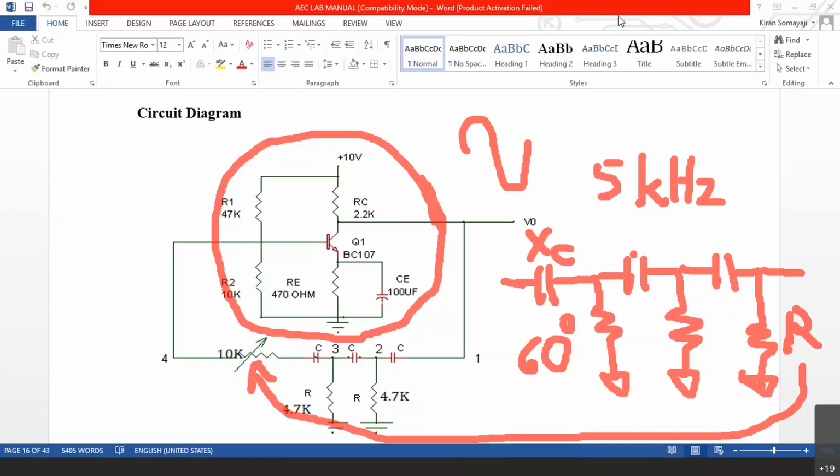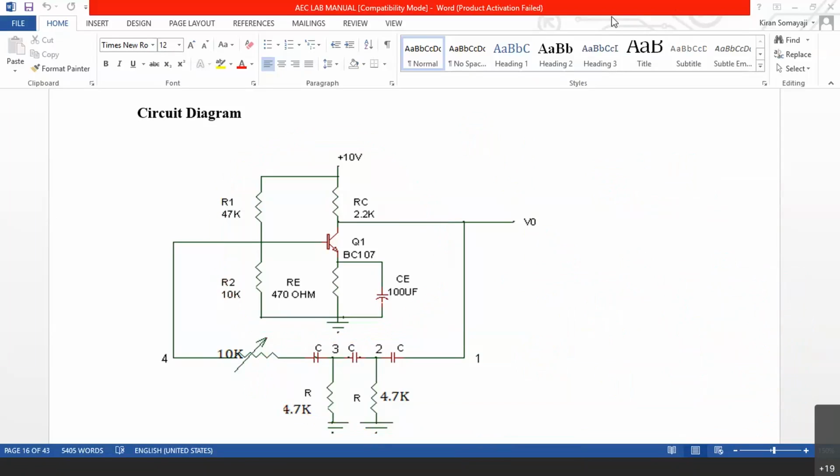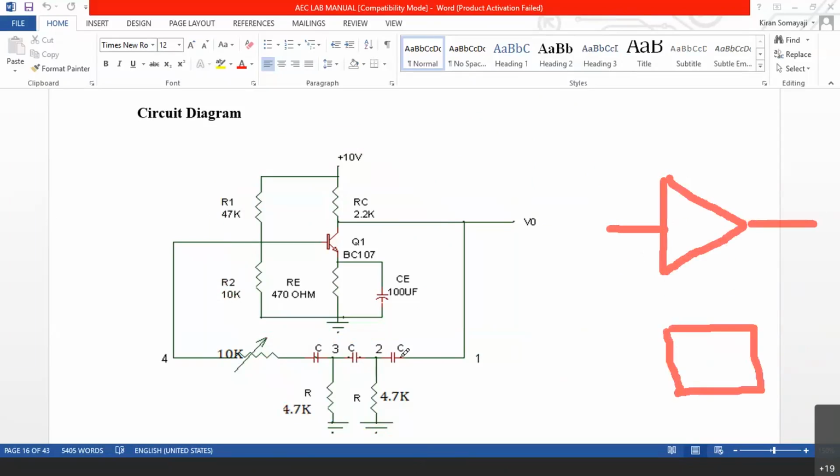Let me clear the screen. Now let me write once again. See, this is the amplifier now. Now you have this feedback network here. This complete feedback network, CR, CR, CR, is the feedback network. And the output is coming back to the feedback network. It is going back to the input.